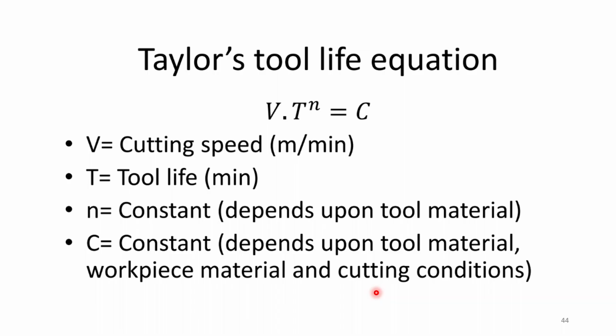Next is Taylor's tool life equation. It is V times T power n equals C. Here V is the cutting speed in meters per minute, T is tool life in minutes, and n is a constant which depends upon the tool material, and capital C is the constant which depends upon the tool material, workpiece material and cutting conditions.